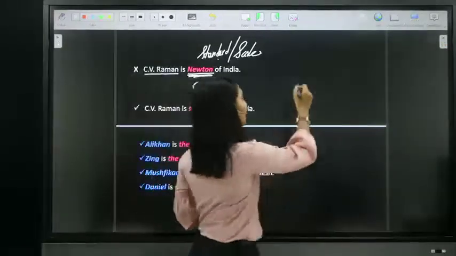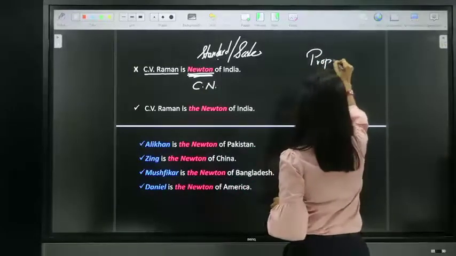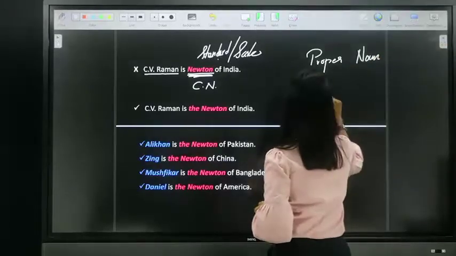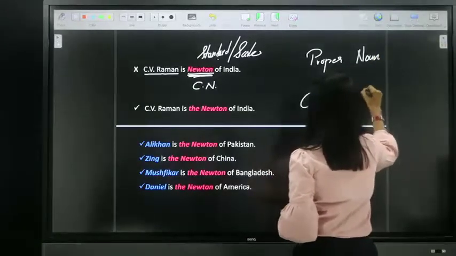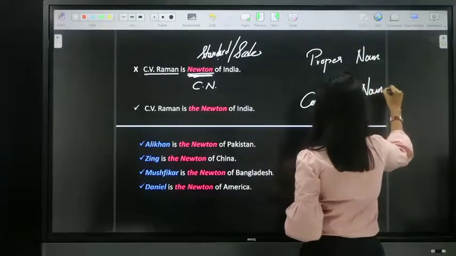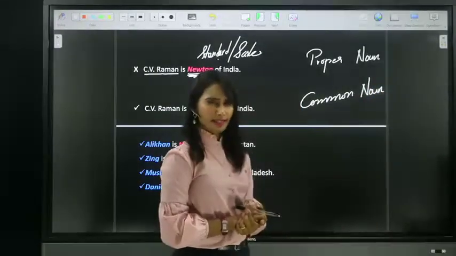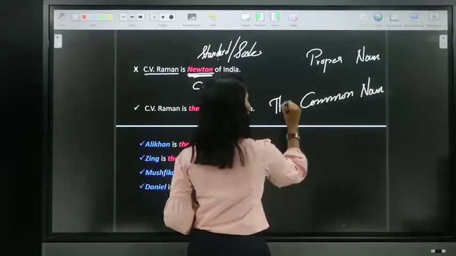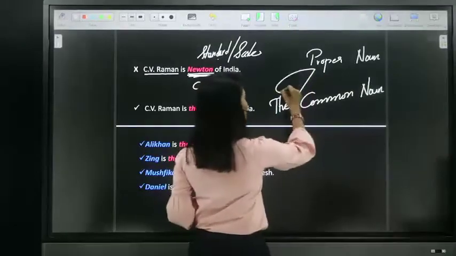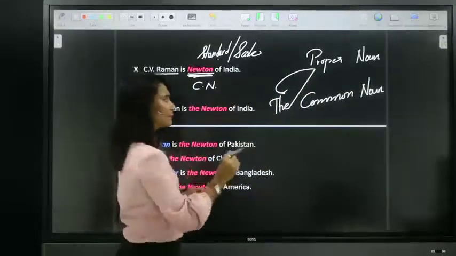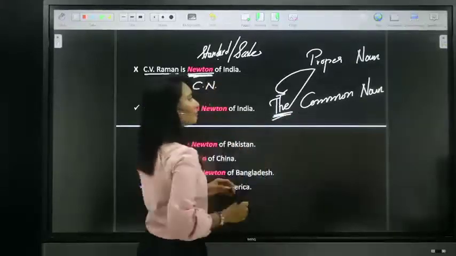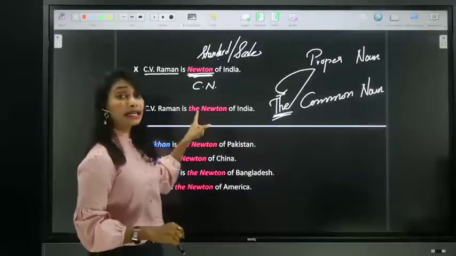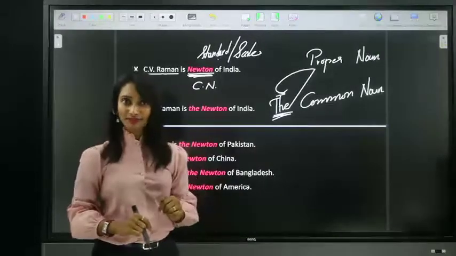Now, how to make a proper noun a common noun? It's very simple. If you add the definite article the before a proper noun, it becomes a common noun. Adding the simple definite article the before a proper noun makes it a common noun. So, C.V. Raman is the Newton of India.